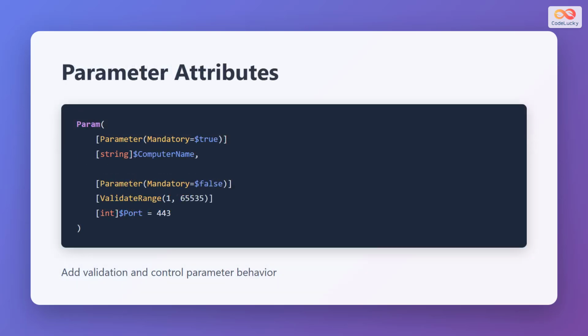Parameter attributes add validation and control to your parameters, making your scripts more robust. The Parameter attribute with Mandatory set to true forces the user to provide a value for that parameter. The script won't run without it. The ValidateRange attribute ensures that numeric values fall within a specified range. In this example, port must be between 1 and 65,535, which are valid port numbers. You can combine multiple attributes on a single parameter to create sophisticated validation rules. These attributes help catch errors early and provide clear feedback to users about what values are acceptable.